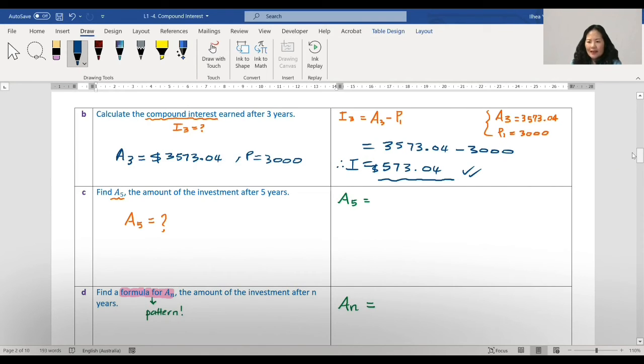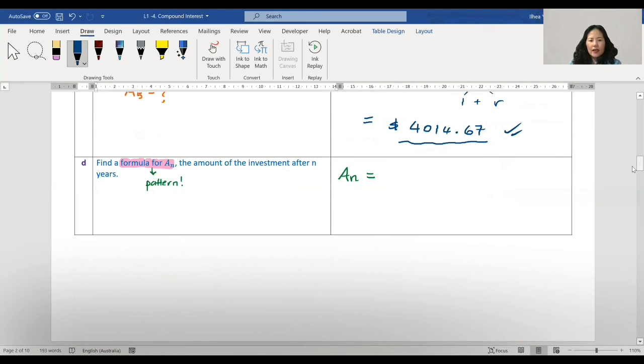Part C, find A5, your total amount after 5 years. Do you remember the pattern we've done? We start with the 3,000. What was in the bracket? We know that 5 years matched up with the power. What was inside? 1.06. It was the 1 plus R. Okay, and put it in your calculator, you will get $4,014.67.